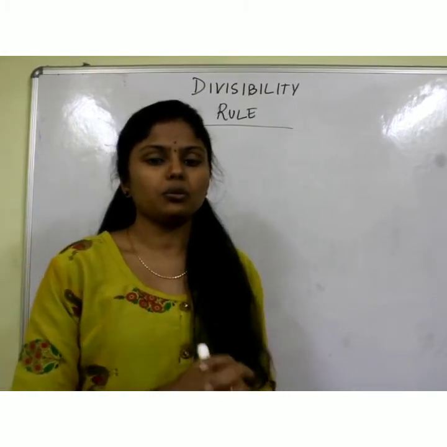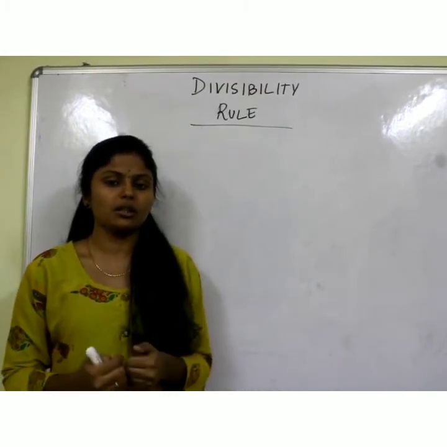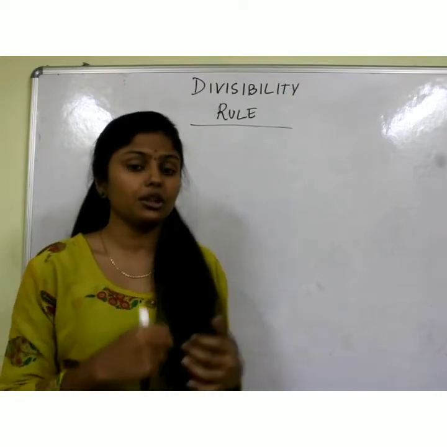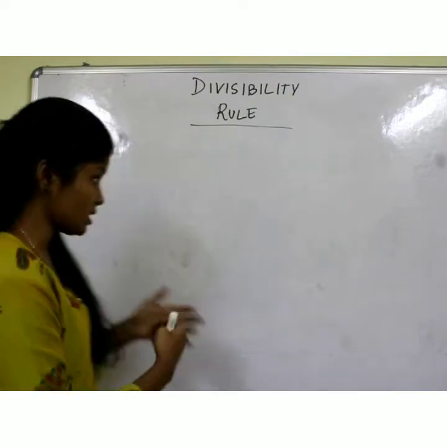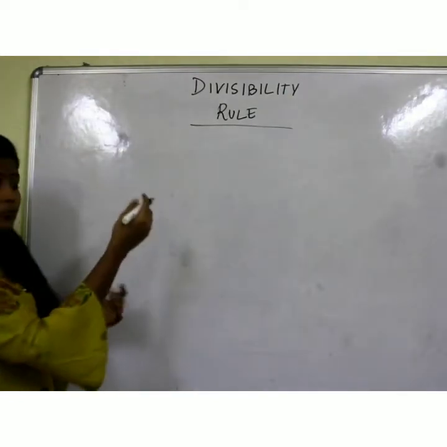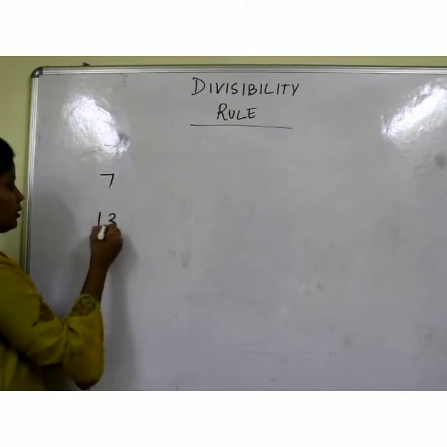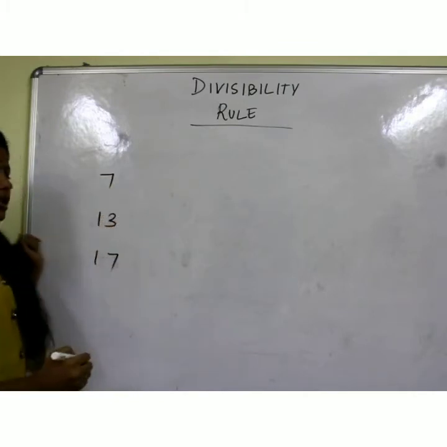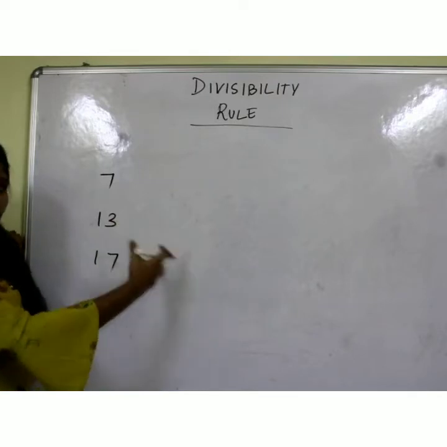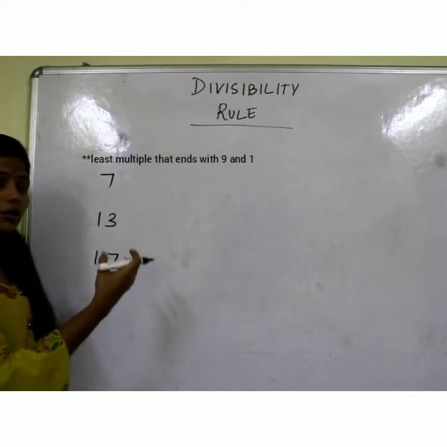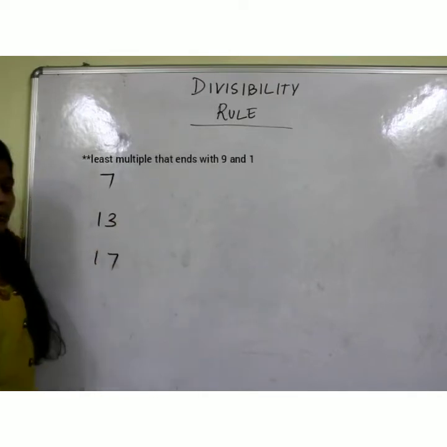So now we have come to the most confusing divisibility rules, which is nothing but the divisibility rule of the prime numbers. Let me take some prime numbers like 7, 13, 17. And now this shortcut or trick might help you to find or frame the divisibility rule for any prime number.